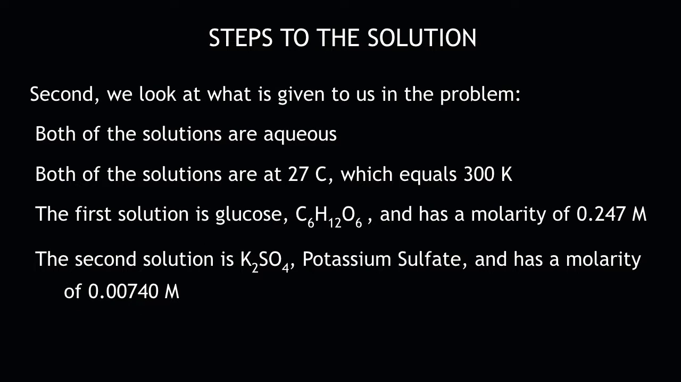Second, we look at what was actually given to us in the problem. We know that both solutions are aqueous. Both solutions are at 27 degrees Celsius, which when you do your conversion equals 300 Kelvin. Our first solution is glucose, and it has a molarity of 0.247 molar. Our second solution is K2SO4, potassium sulfate, and that has a molarity of 0.00740 molar.